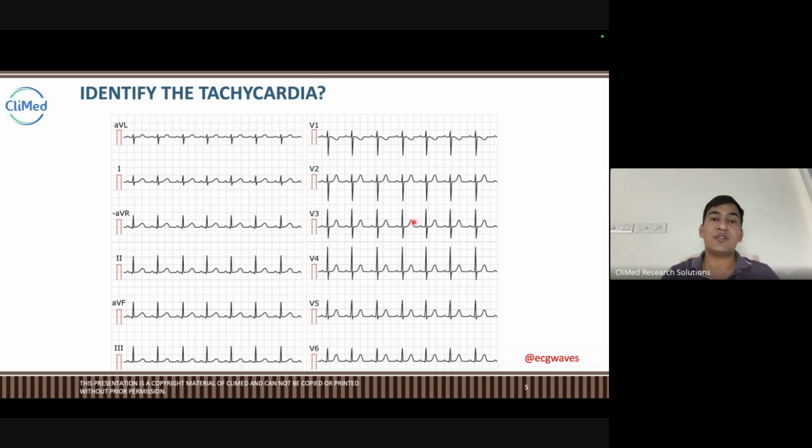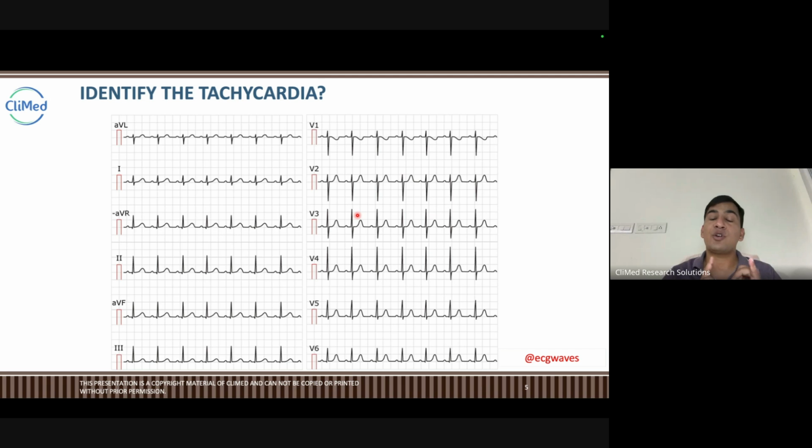This is not a wide QRS or a narrow QRS. This is normal. This is a normal QRS range, which is usually 80 milliseconds to 100 milliseconds. The whole QRS complex is normal here, right?